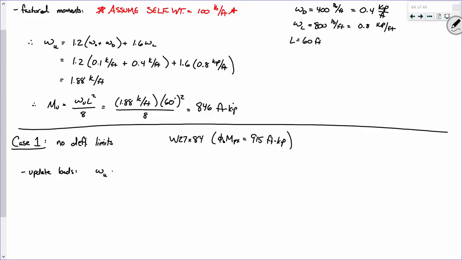So what is W sub U? Here, I'm just going to do the values. Instead of 0.1, it's 0.084. Does everybody see where I'm getting at? What does that come out to be? .86, a little lower.